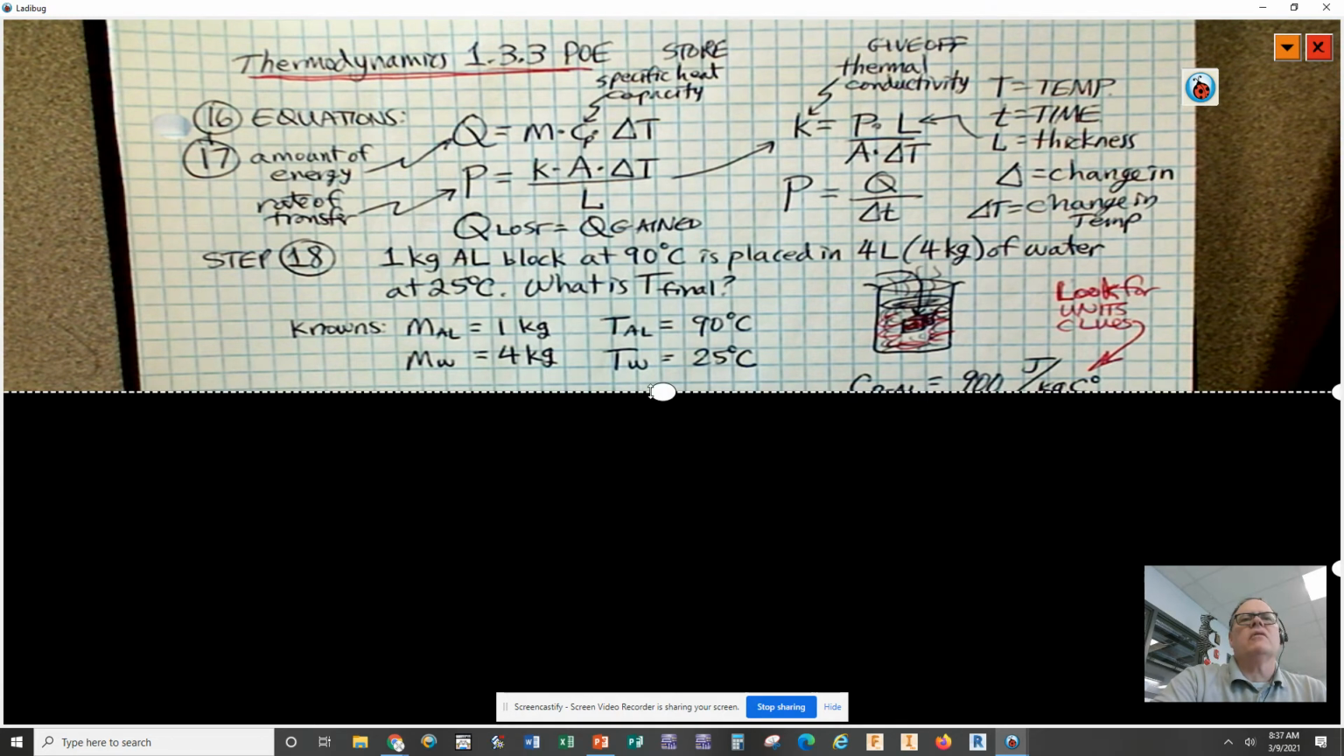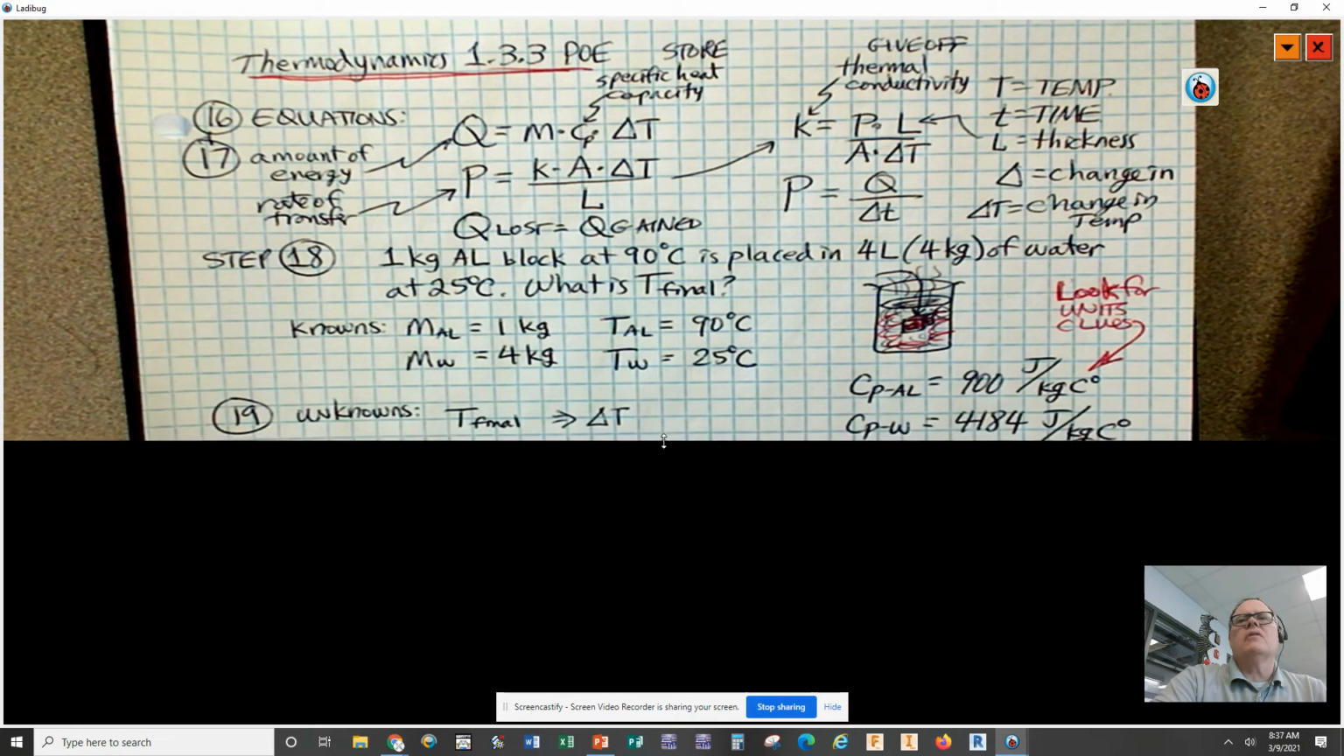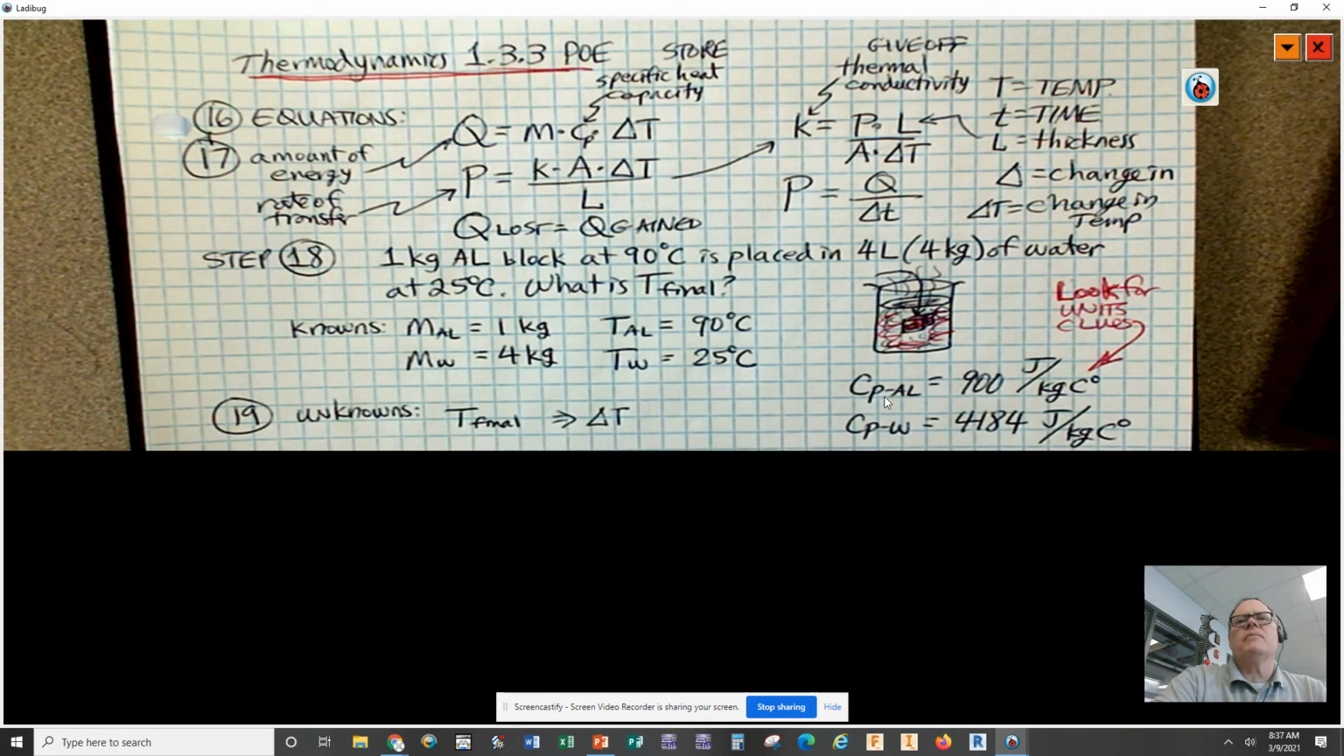We are given here the C value, the heat coefficient value, the specific heat capacity of aluminum and the specific heat capacity of water. So there's those two numbers. They're given to you. You can find those in tables.